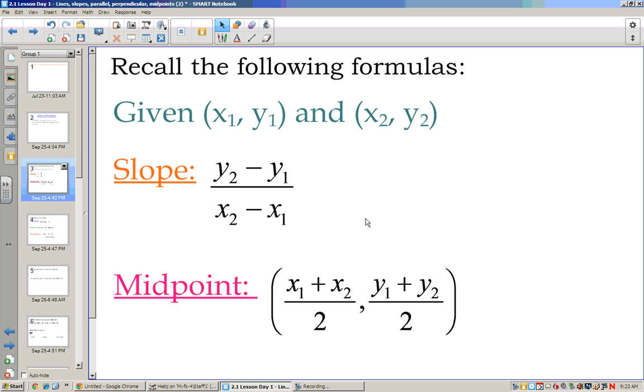So first off, here are some formulas. This is the formula for slope, and often we use m as slope. So we'll say m equals y2 minus y1 over x2 minus x1. The midpoint is the point in the middle of 2 points. So if you have 2 points, you have to find the point right in the middle, and we add the x's, divide by 2, add the y's, and divide by 2. So if you need to, pause the video and write these down.